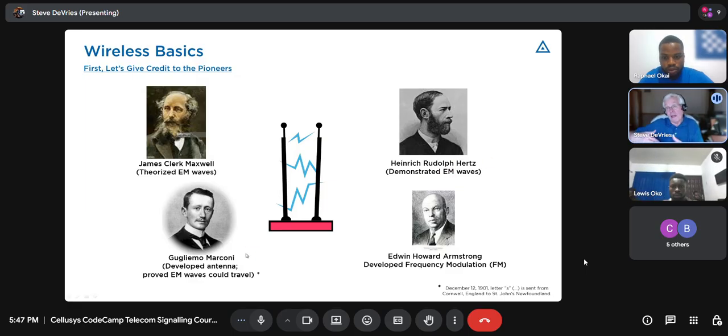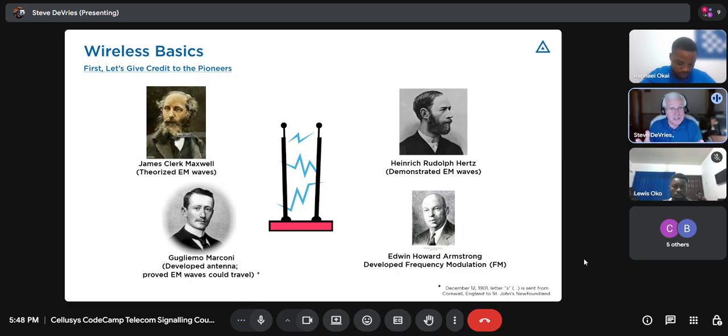But the one that practically showed that this would work was a guy named Marconi, and he developed the antenna and proved that electromagnetic waves could travel. He did that way back in 1901. He transmitted from Cornwall, England, to St. John's, Newfoundland, across the northern part of the Atlantic Ocean. He proved that a transmitted letter could be picked up across the ocean.